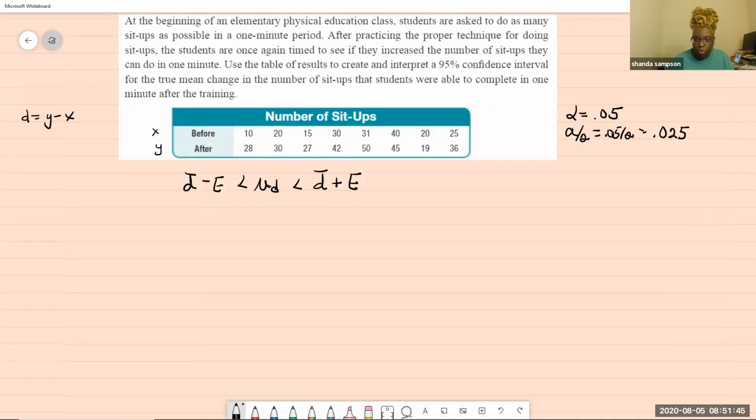Well, why would we need that? What's the formula for E that we need to write down? E is T alpha over 2 times S of the difference, and that should be a little d, but I didn't want to write it little, all over the square root of n. That's what E is going to be, and we're going to just plug in the numbers for E. T alpha over 2, so we're talking about T of what? We're talking about T of 0.025, right?